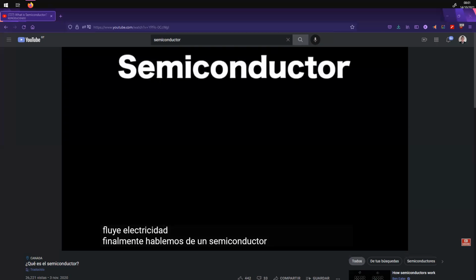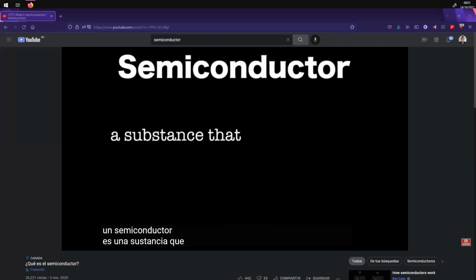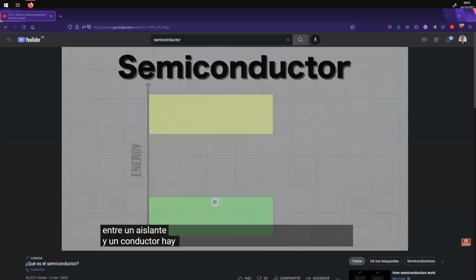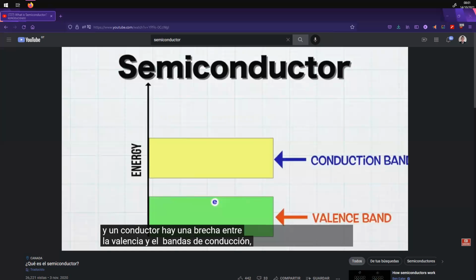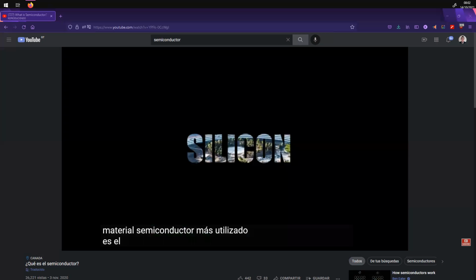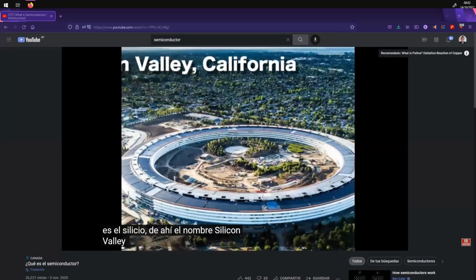Finally, let's talk about a semiconductor. A semiconductor is a substance that has properties between an insulator and a conductor. There is a gap between the valence and the conduction bands. However, it is small enough so that the valence electrons can reach the conduction band when the energy is provided by an applied voltage. The most widely used semiconductor is silicon.